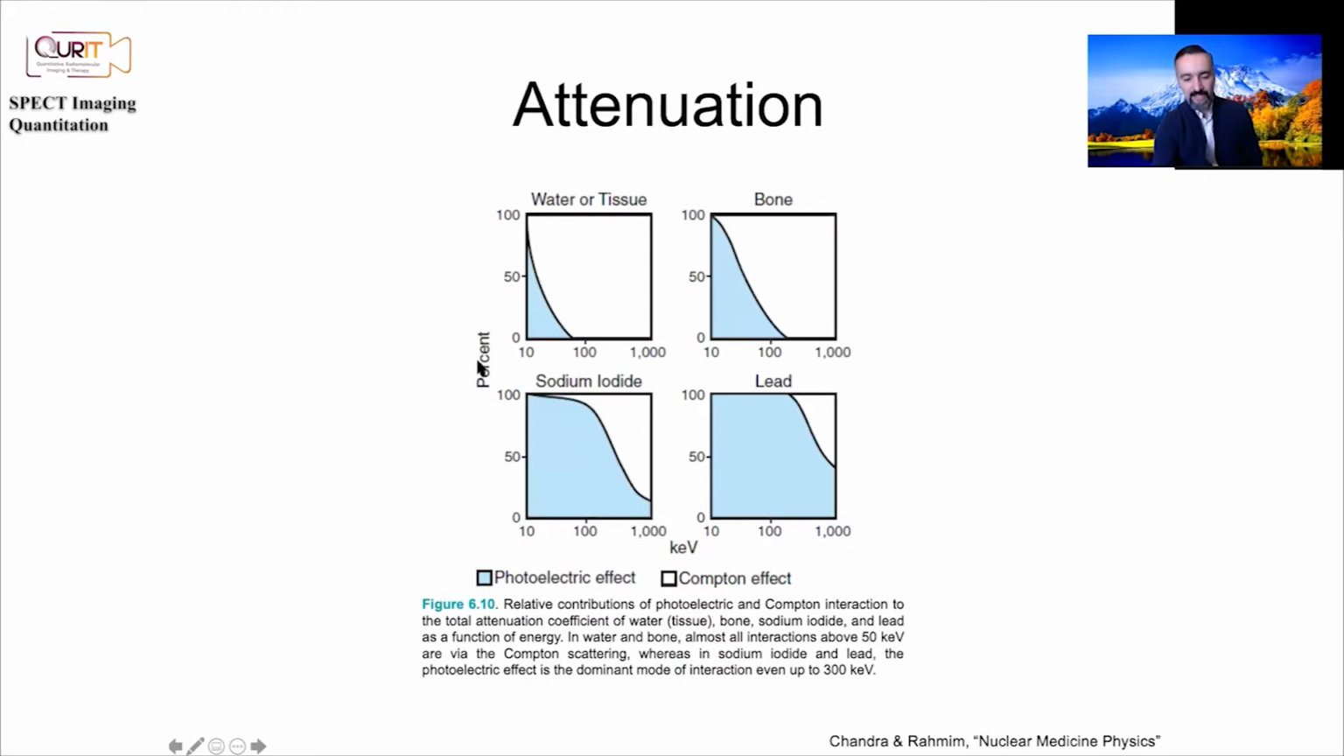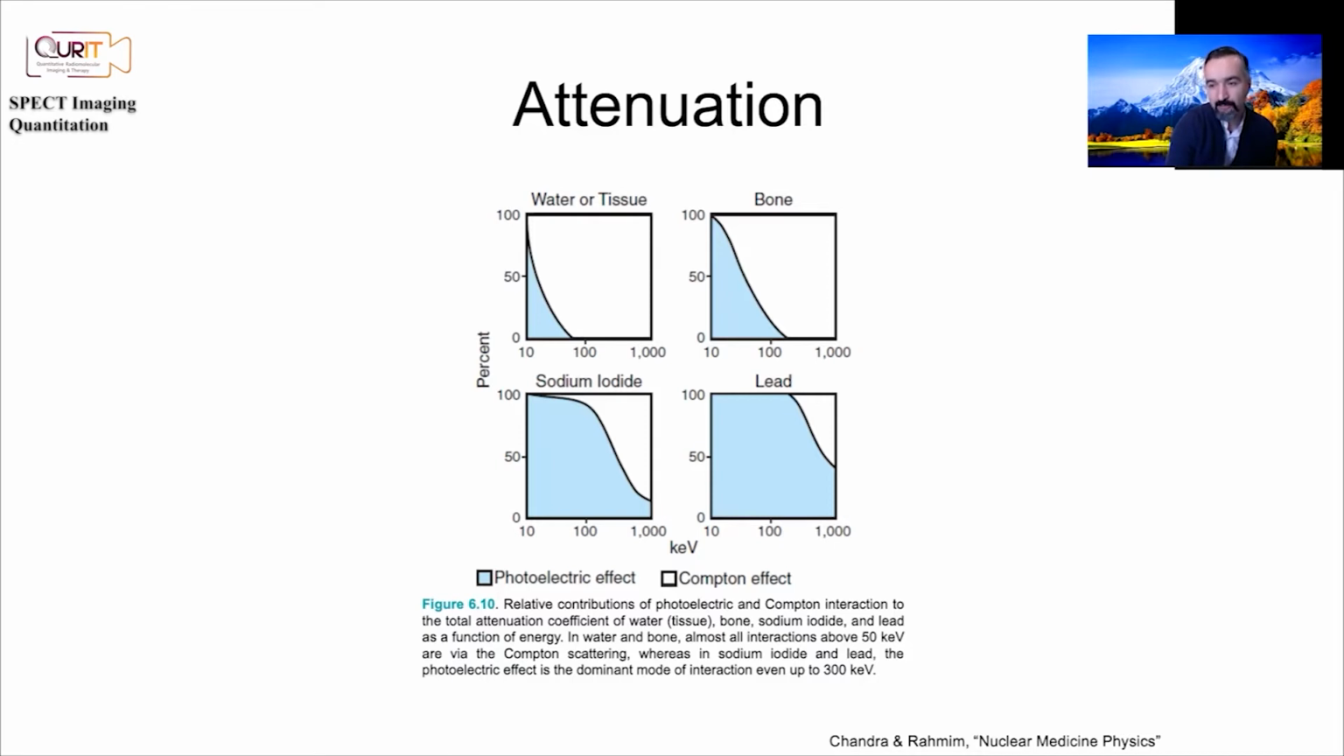So in chapter 6 of our text, and Carlos talked about different interactions, but in chapter 6, we have this kind of a nice diagram where it talks about the relative contributions of photoelectric effect and Compton effect, okay? And pair production is not really a concern.